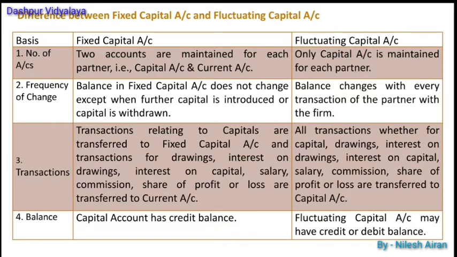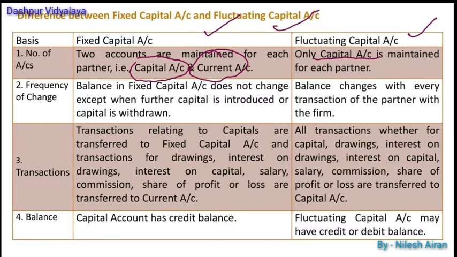Difference between fixed capital and fluctuating capital. You can see here the number of accounts. Under the fixed method, we prepare two accounts: one is the capital account and the other one is the current account. When the capital accounts are prepared following the fluctuating capital method, we have to prepare only one single account, that is the capital account.